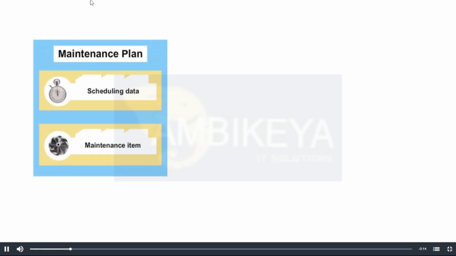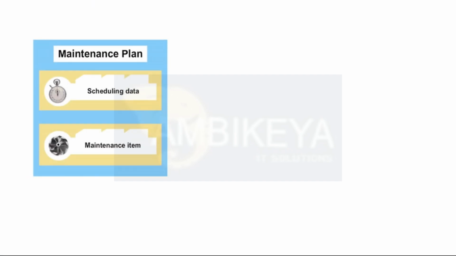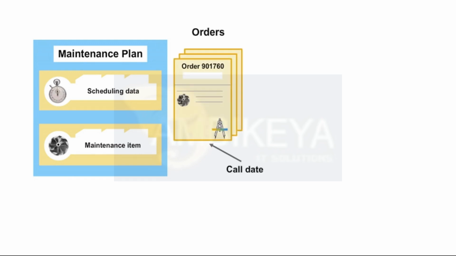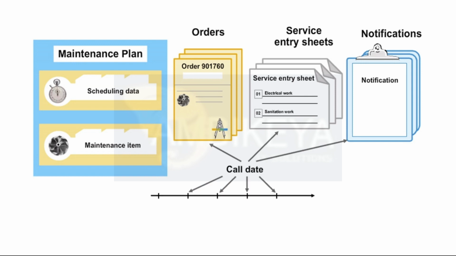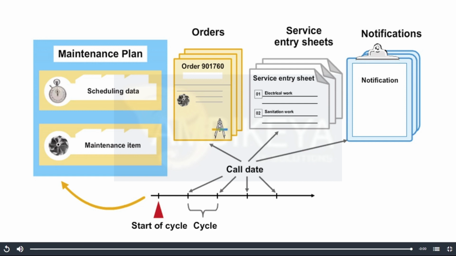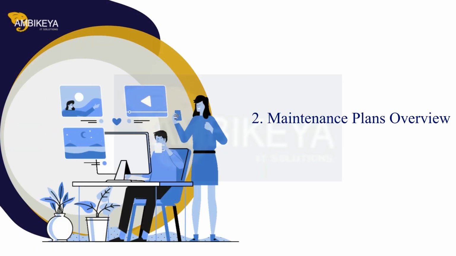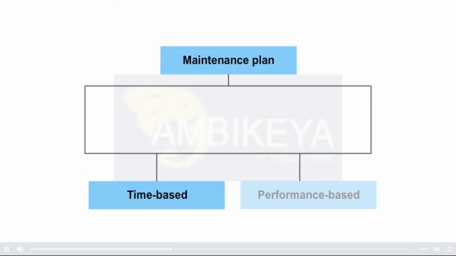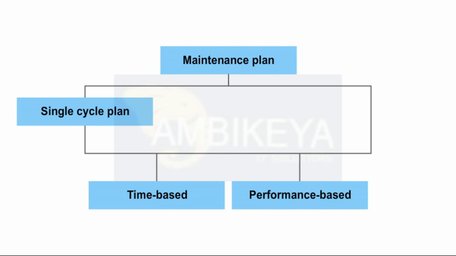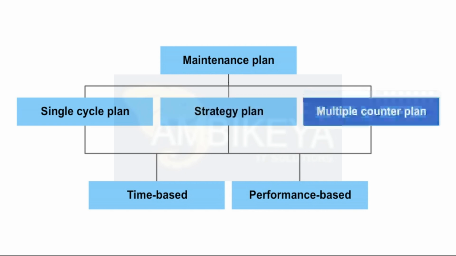A maintenance plan is used to generate a call object automatically for a particular date. A call object can be a maintenance order, maintenance notification, or service entry sheet. You can also generate the order and notification at the same time. A maintenance plan may be either a time-based or performance-based single-cycle plan, strategy plan, or multiple counter plan.